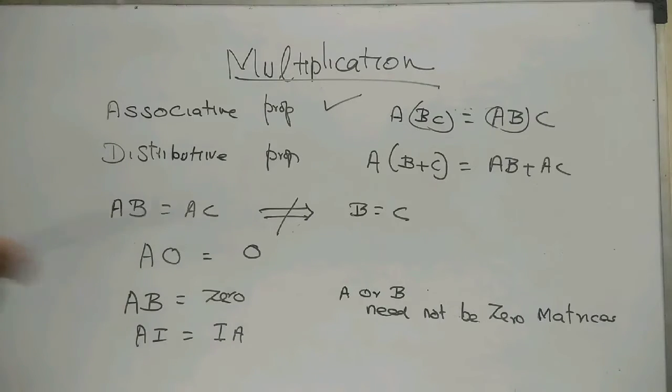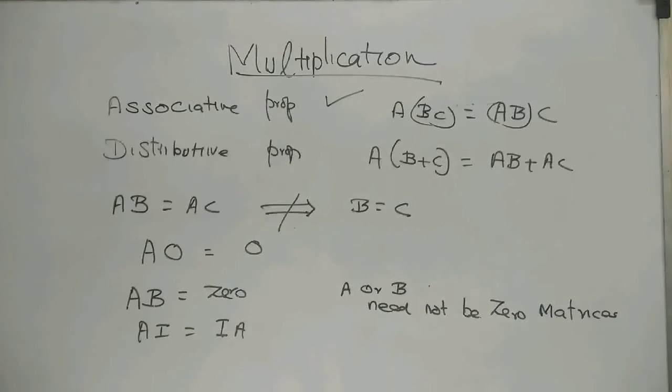And A into 0 matrix will be a 0 matrix. Suppose AB is a 0 matrix. A matrix is something, B matrix is something, the product is a 0 matrix. That does not necessarily mean that A is a 0 matrix or B is a 0 matrix, as in the case of normal algebra. And A into I will be equal to I into A. So these are the properties of multiplication of matrices.